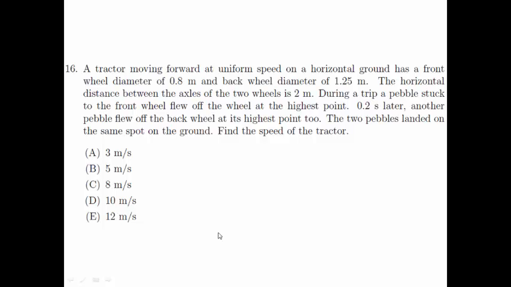Welcome to Singapore Junior Physics Olympiad 2012 General Round Question 16. A tractor moving forward at uniform speed on a horizontal ground has a front wheel diameter of 0.8 meter and back wheel diameter of 1.25 meter. The horizontal distance between the axles of the two wheels is 2 meter.